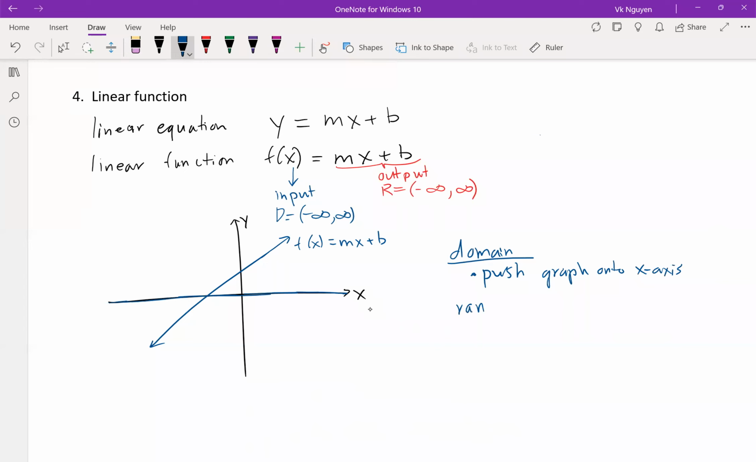Similarly, to figure the range, we push the graph onto the y-axis. And if we push it onto the y-axis, notice that the graph covers all the numbers on the y-axis. So that is why the range is also -∞ to infinity.